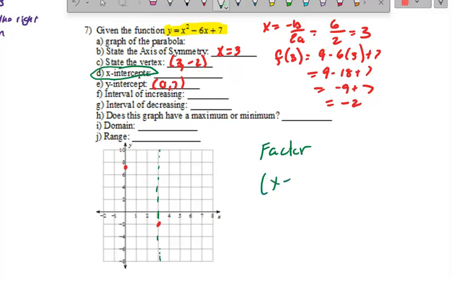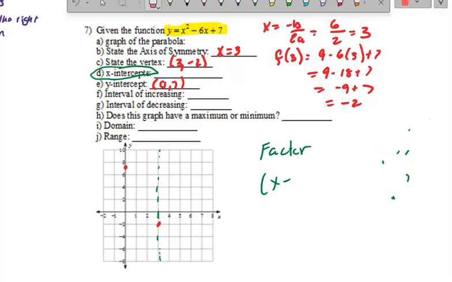I get x minus, I get 7, negative 6, 1 and 7. It's not factorable. If it was factorable, I could easily find the x-intercepts. But I can't find any numbers that are going to work. Because if I have 7 and negative 6, I have 1 and 7. Because it's negative 6, this would have to be negative, and if that's negative, this would have to be negative, and it's not. So it's not factorable.